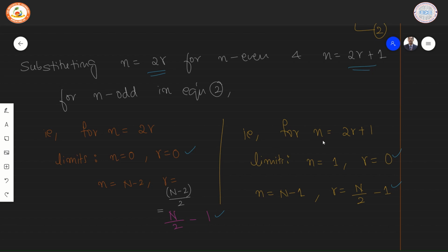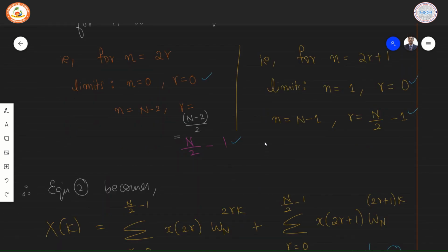Similarly, for odd, n is equal to 2r plus 1. The previous limit was n is equal to 1. When you substitute n is equal to 1 and solve for r, we get the value of r as 0. Similarly, substituting n is equal to the upper limit N minus 1 yields the new limit r is equal to N by 2 minus 1. So it is notable that in both cases, the lower limit starts from 0 and the upper limit becomes N by 2 minus 1.